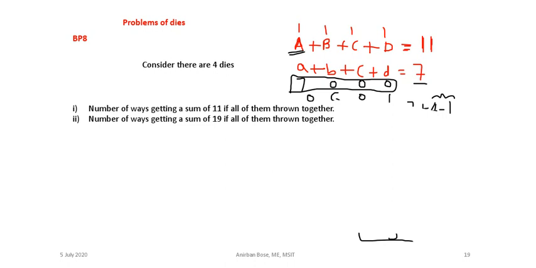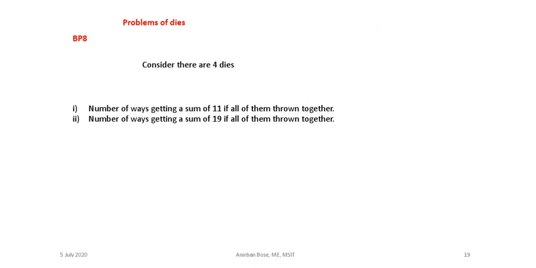Now let us see the second part of the problem, where the problem is the number of ways of getting a sum of 19. Again the problem is similar: A plus B plus C plus D is equal to 19. To solve this problem, since this number is closer to 24, why 24? Because 24 is the maximum value that can happen with the 4 dice, 6 in each die. So 6 into 4 is 24.